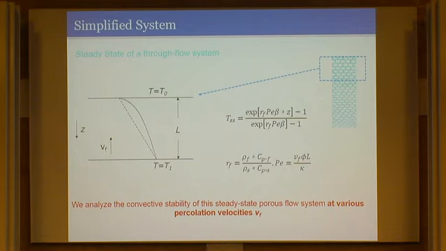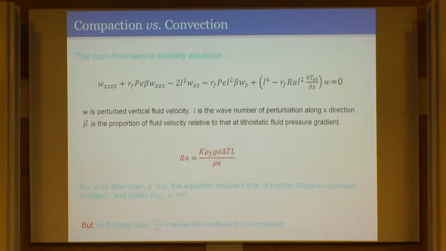So this is the first case. We only consider this region, and the system is rigid without deformation. The effect of convection is reflected only by a through flow. So the steady-state temperature profile is exponential like this. And we do a linear stability analysis to find the critical Rayleigh number corresponding to different through flow velocities. And this is the definition of Rayleigh number: K is the permeability, rho density, delta T is the temperature difference, L is the thickness of the layer.